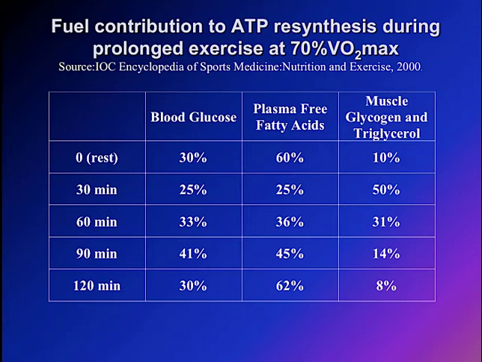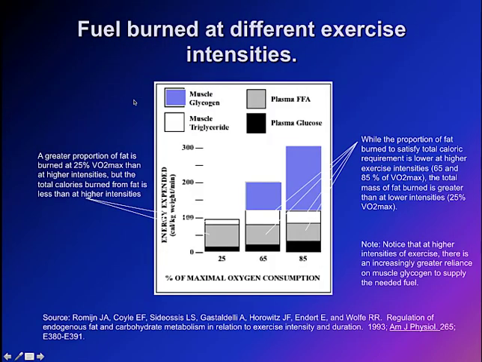Again, I showed this to you before. If you just follow what happens to blood glucose during prolonged exercise, this is where the ATPs are coming from. If you look at free fatty acids, where the ATPs are coming from, muscle glycogen, triglyceride, you start to run out after a while, right? So you get less and less ATP from that. So you need fuel from other sources, mainly here, to make sure you can keep exercising.